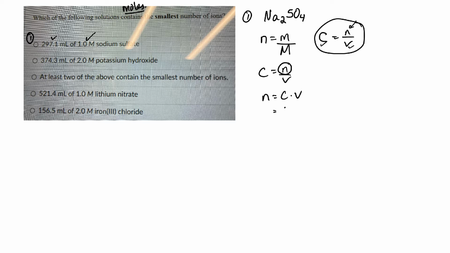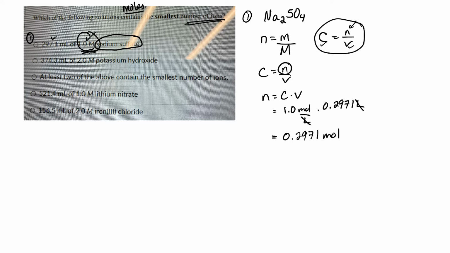So the concentration is 1.0 moles per liter, times the volume, oh, it's milliliters, so change that by moving the decimal three places to the left, so it'd be 0.2971 liters. Liters cancel, so the number of moles is 1 times that, which is just 0.2971 moles. Now, here you have to be careful because this is how many moles of this compound you have. But if you put that in water, which we're assuming since it's giving you a concentration, I might have a different number of ions.